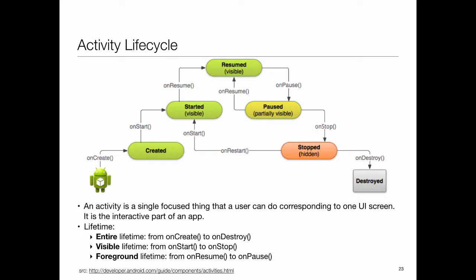So the way to save it is to override the onPause or the onStop method, and within the logic of the onPause or onStop methods, you save the current content maybe into a file, and within the onStart or onResume, you load the content back. Does it make sense?